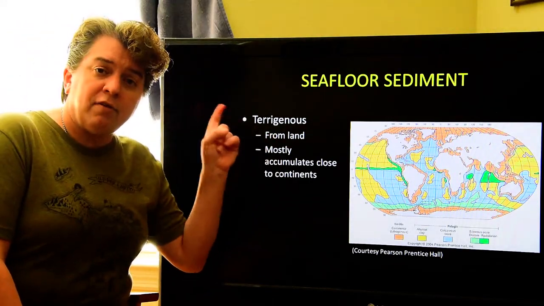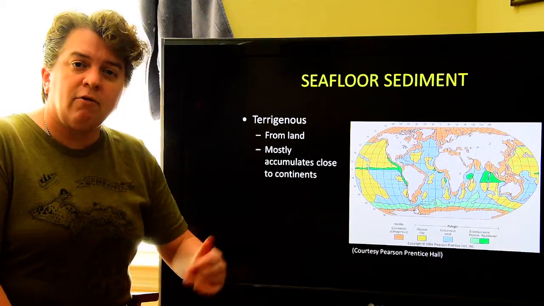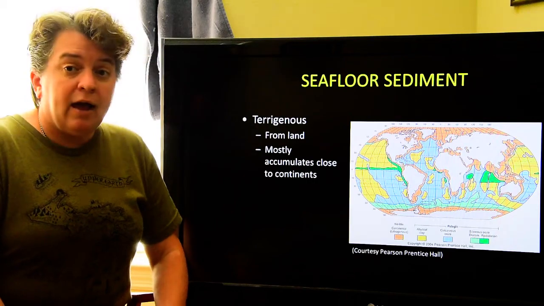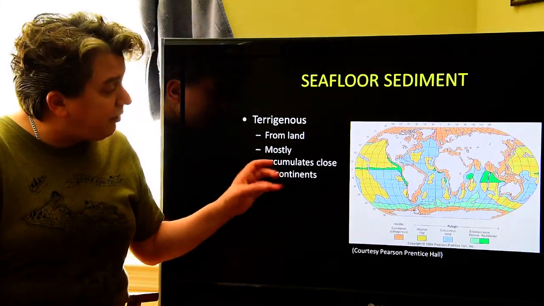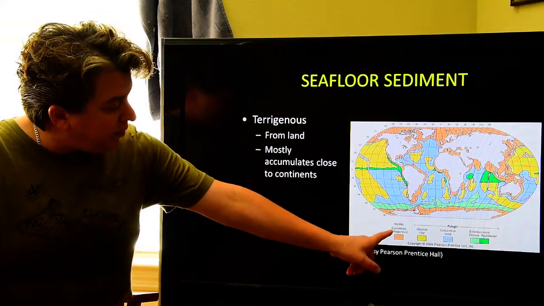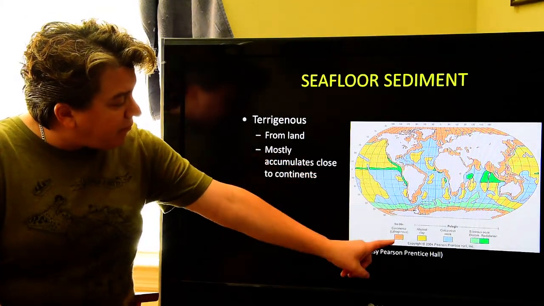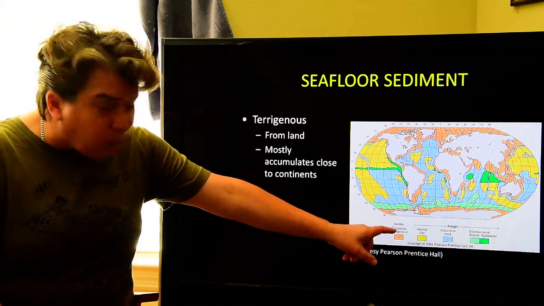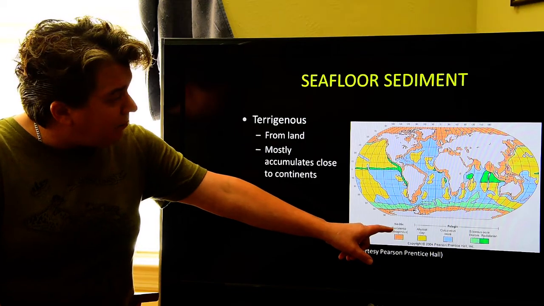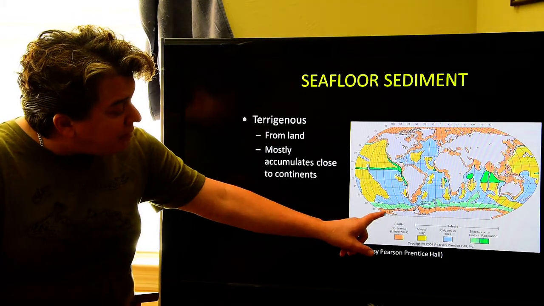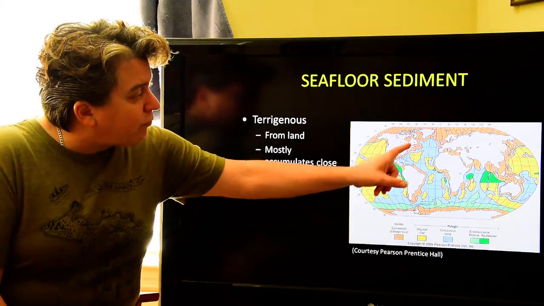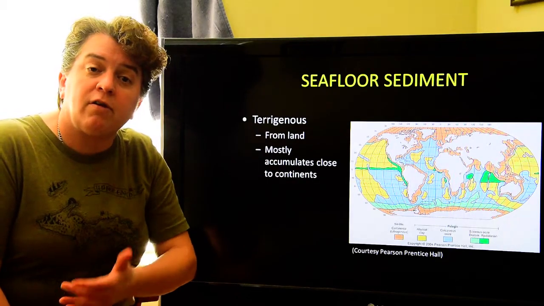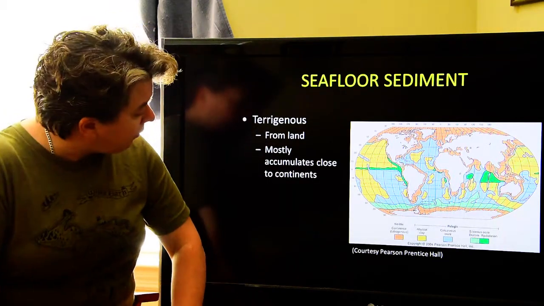The first one is terrigenous. Terra refers to earth, so terrigenous comes from land. And because it comes from land, it mostly accumulates close to the continents. So if you look at my nice little map right here, the brownish orange, I'm not good with weird colors, that's our terrigenous sediment. And you'll notice it's all concentrated right around the continents because that's the stuff that's being washed off the continents, carried to the oceans by rivers.